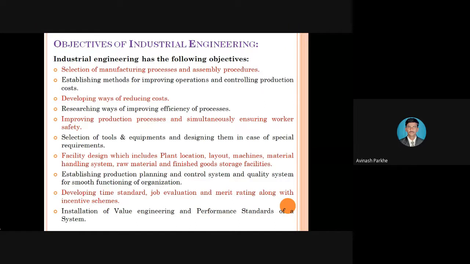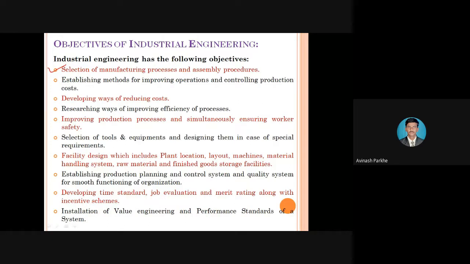Okay, then these are the major objectives. Whatever we have discussed just now, industrial engineering has some major objectives. So what is the first objective? Selection of manufacturing process and assembly procedure.